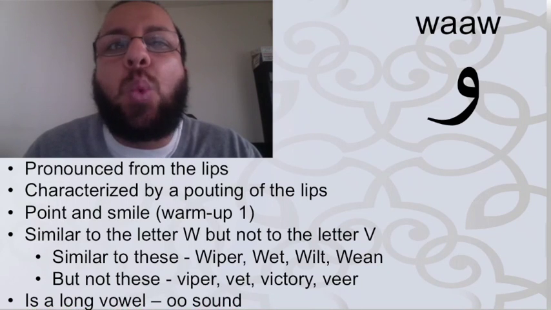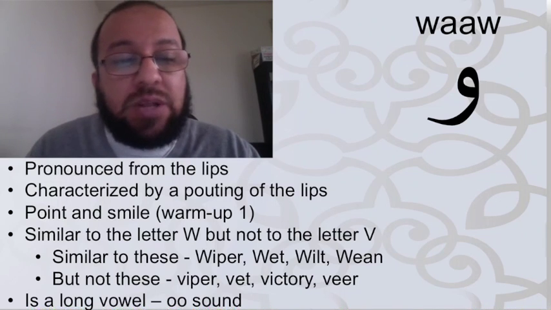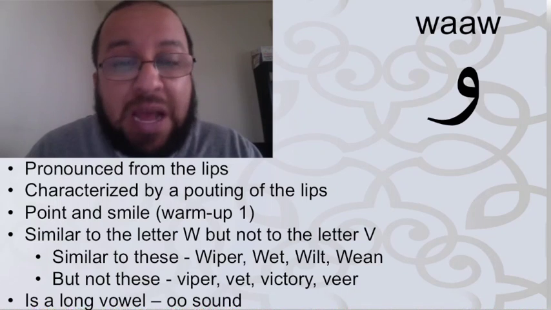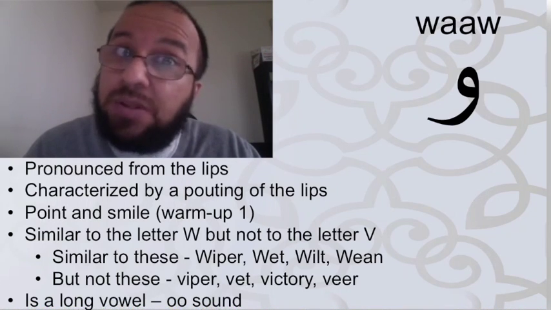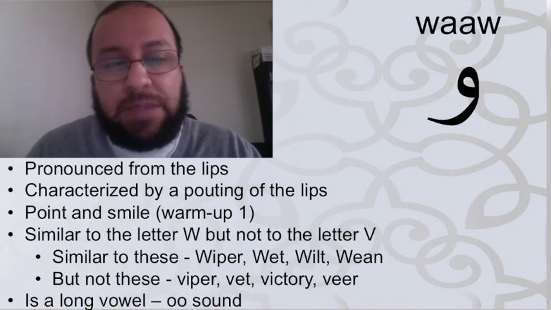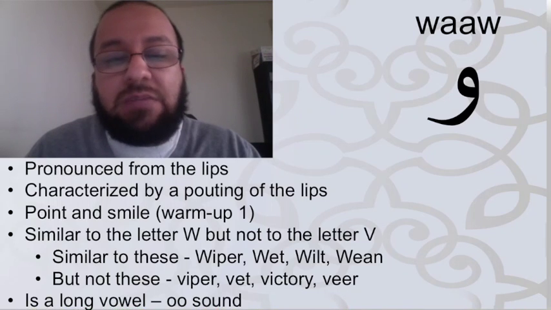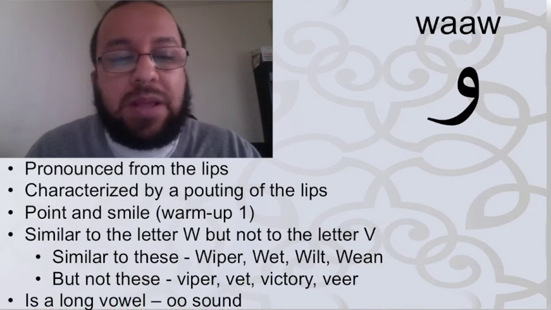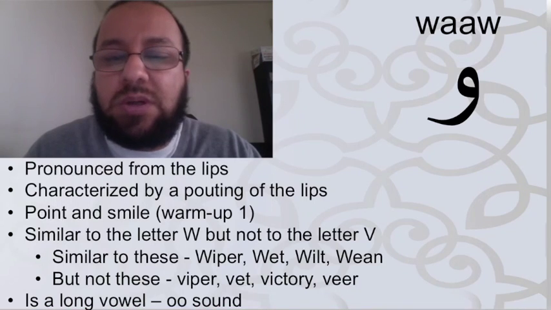Wa. It is similar to the letter W in the English language, but not similar to the letter V. And I'll have you differentiate between those two now. Similar to these words in English, the letter wa is pronounced like this: wiper, wet, wilt, wean. Wa.